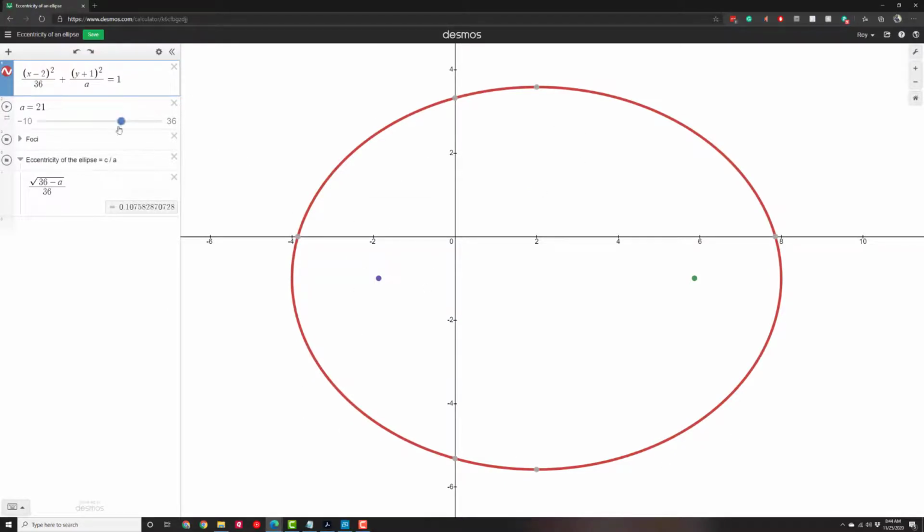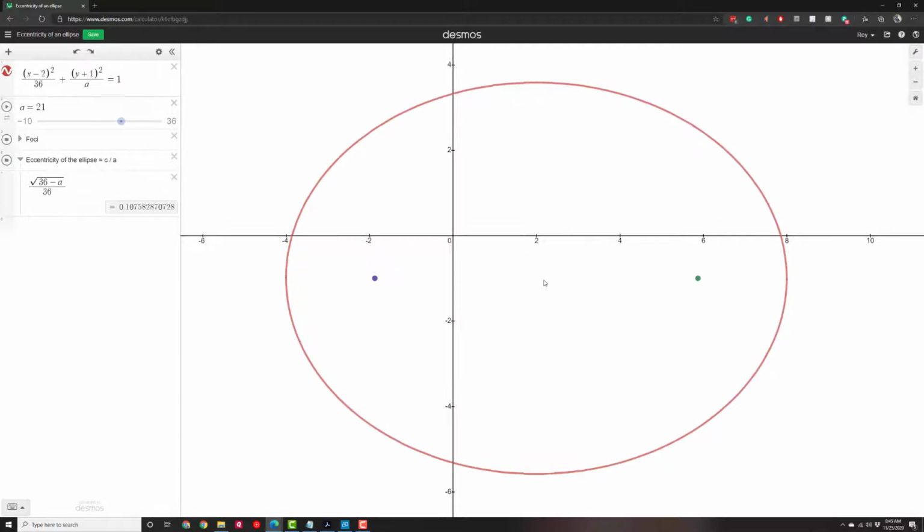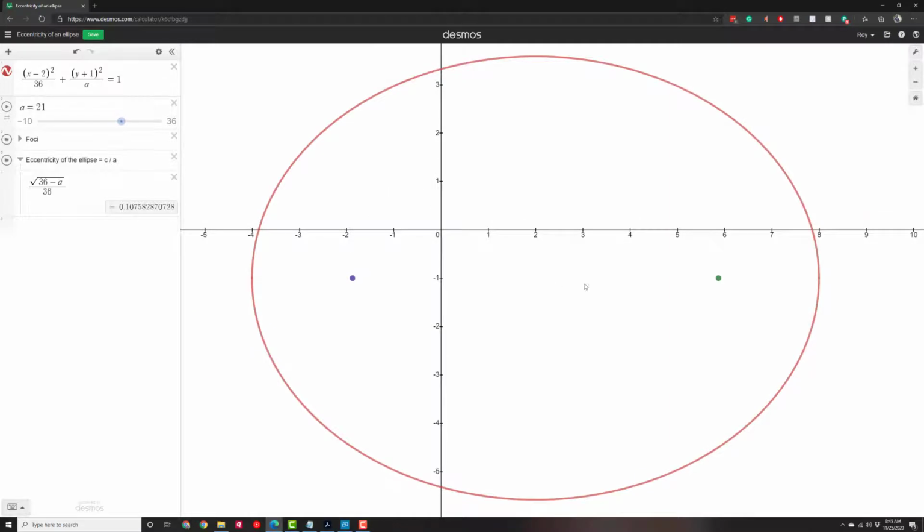It's not centered at 0, 0. I just quickly looked for something on Desmos that would fit my needs, and it's actually computing the eccentricity. Now remember, the eccentricity is the distance from the center, and the center is just right about here. It's the distance from the center to this focus, which is right here, divided by the distance from the center to one of the major vertices, that guy right there.